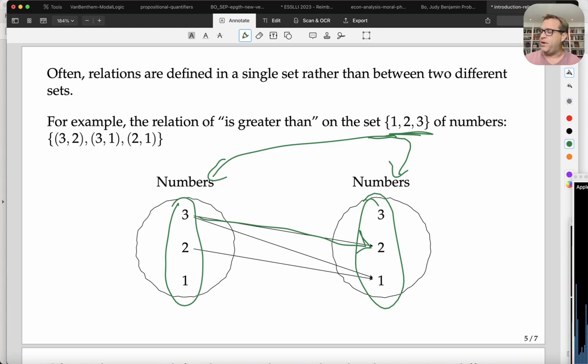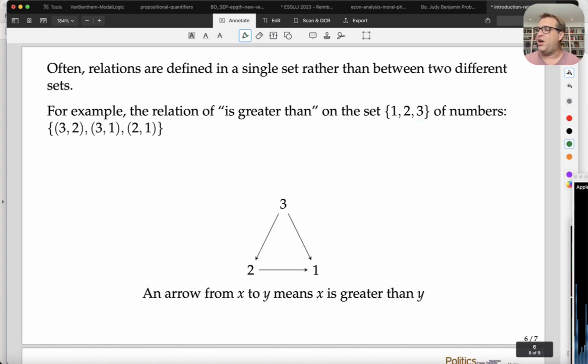So typically what we're going to do is draw a single diagram where we write the numbers down once. So you have 3, 2, and 1, those are the numbers. And then we draw an arrow from 3 to 2 to indicate, just like we did before, that 3 stands in the relationship of being greater than 2. So this means that 3 is greater than 2. This arrow means that 3 is greater than 1. And then finally, this arrow means that 2 is greater than 1.